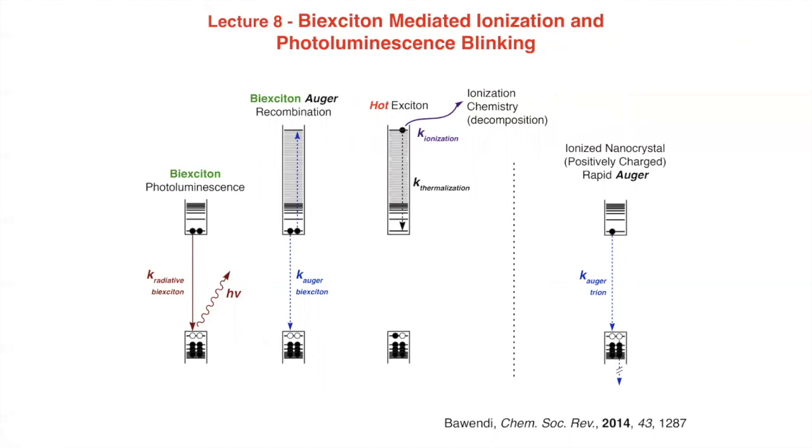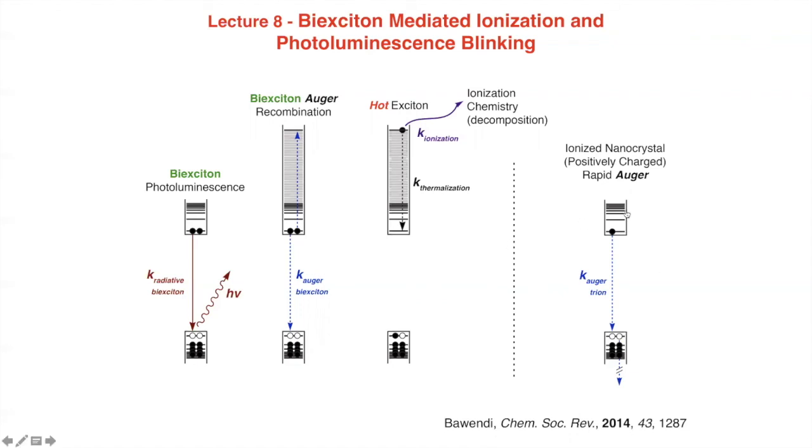In a material like cadmium selenide, this Auger recombination diagrammed here would give you an electron that almost has enough energy to just be emitted, like arc out of the particle, okay? So an electron with all that excess energy stored in it is very good at doing ionization chemistry and reactions like the reduction of dioxygen, for example. So it's thought that the formation of these biexcitons can actually induce ionization, which leads to trions.